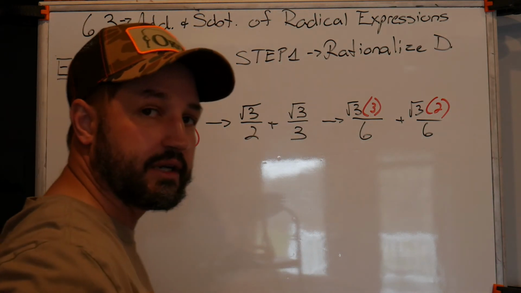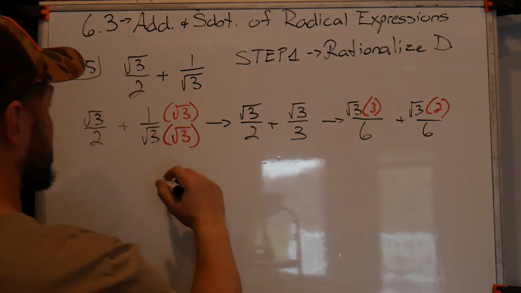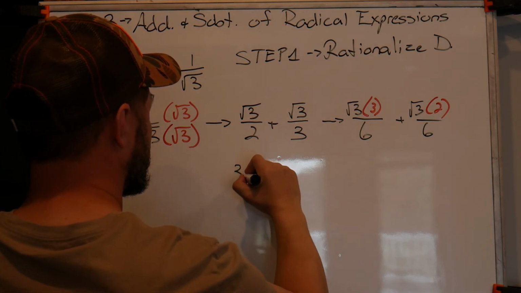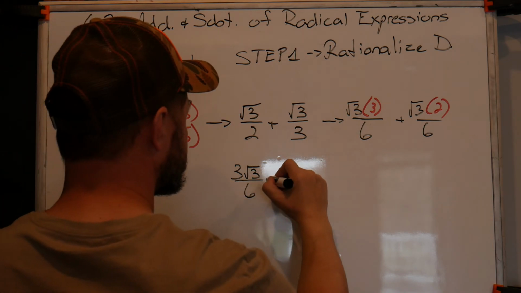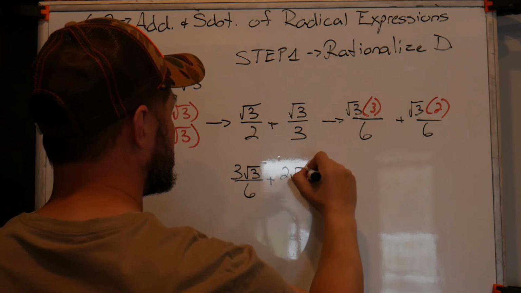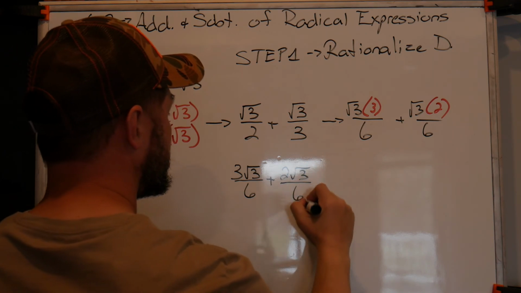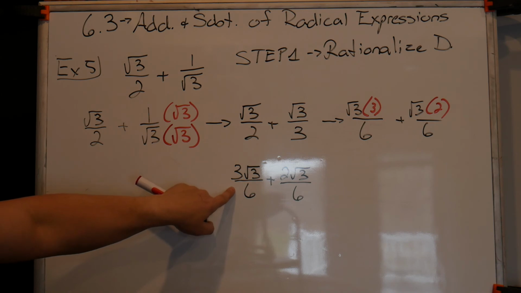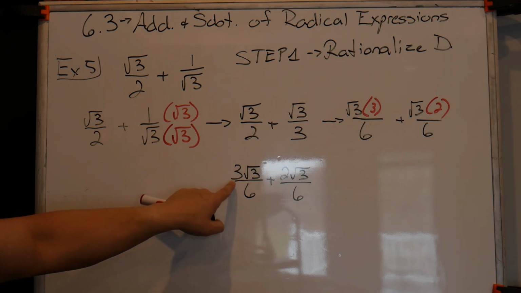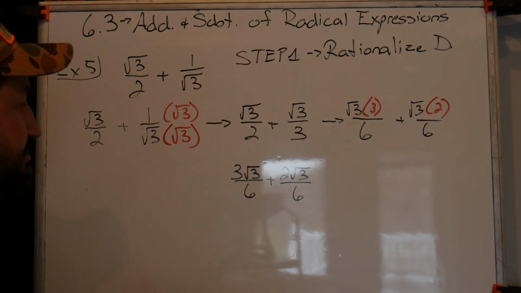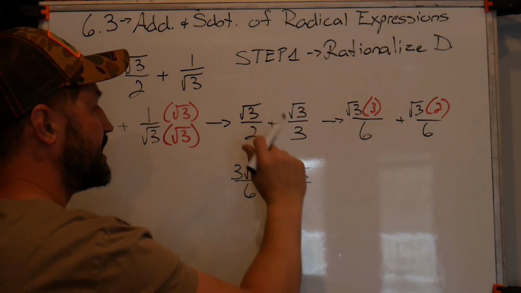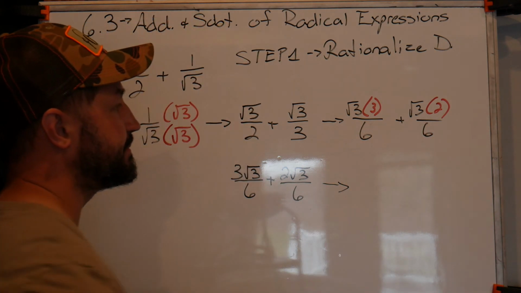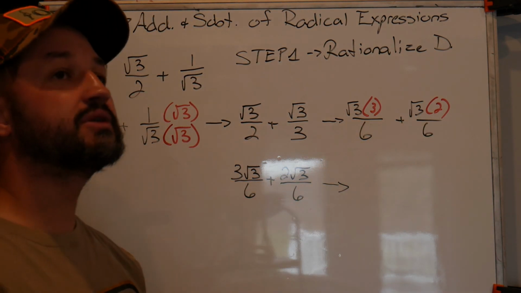All right, just simple, regular rules of fractions. That's no different. What I end up with is 3 times the square root of 3 over 6 plus 2 times the square root of 3 over 6. And I don't want to reduce to lowest terms here, because if I do, I'm back to where I started. I've seen students go here and then they reduce to lowest terms and they get right back here.